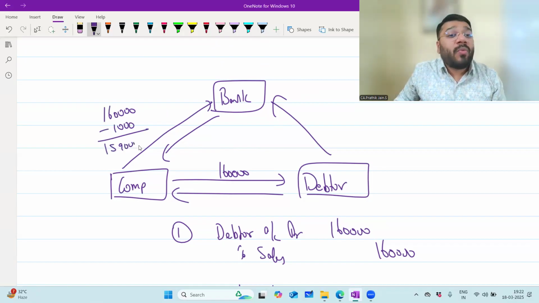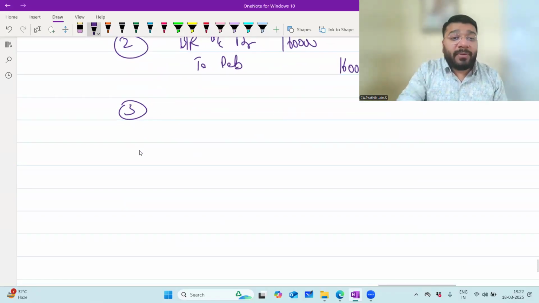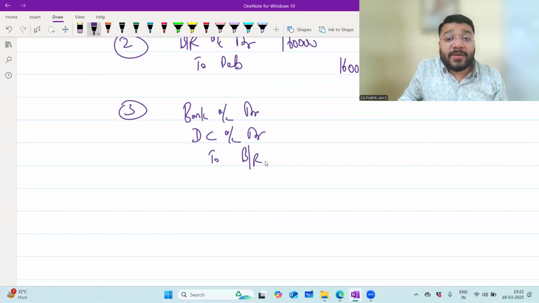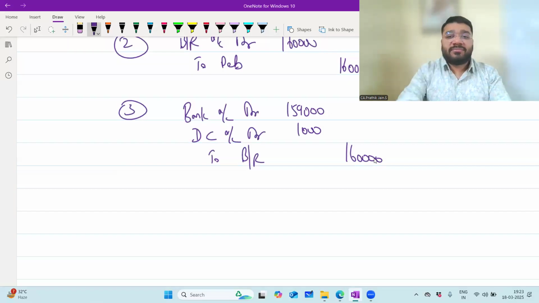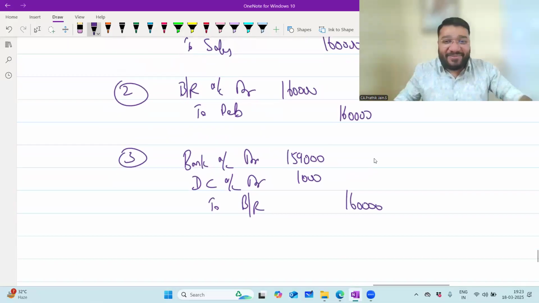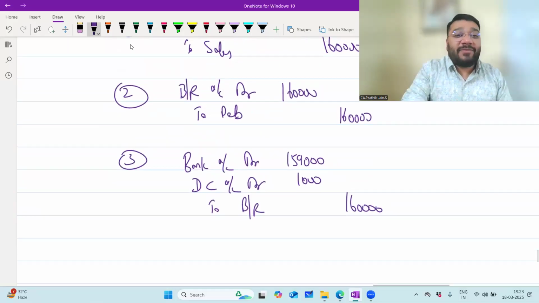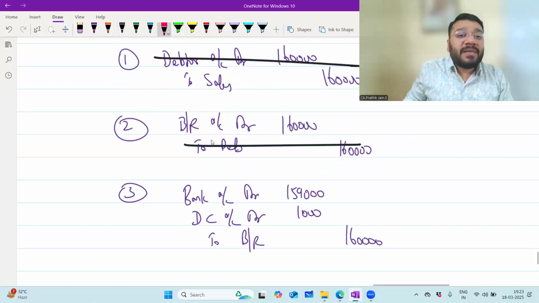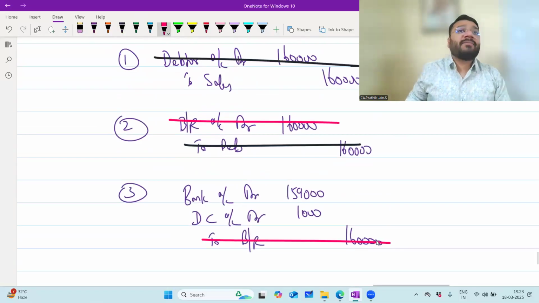So what is the entry going to be? Bank account debit 1,59,000, discounting charges account debit 1,000, to bills receivable 1,60,000. Very good, super. Now I have a feeling that you guys have properly passed CA foundation because the answer is instantly coming. So here the debtor account is created and closed, the bills receivable account is created and closed, everything is over.